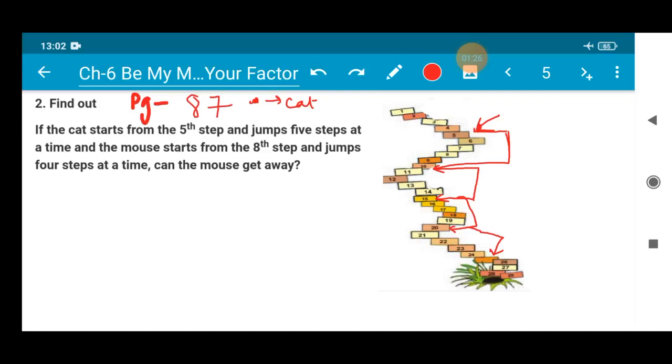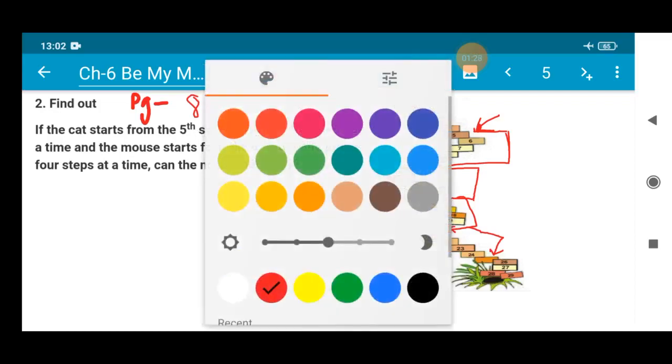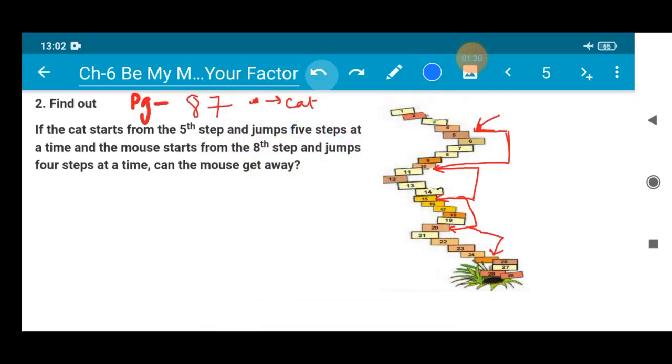Now the scenario is changed as mentioned. Next, the mouse starts at the 8th step. Now the mouse is starting from the 8th step, not from the 14th step. Okay, so now the mouse is over here. So this is for the mouse. So let me mark it blue for the mouse.